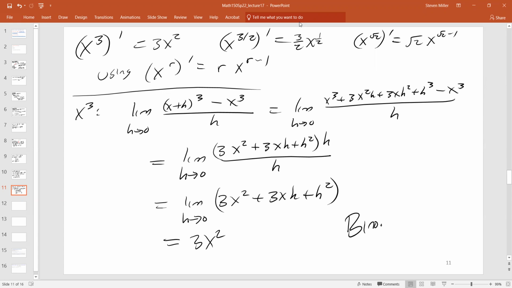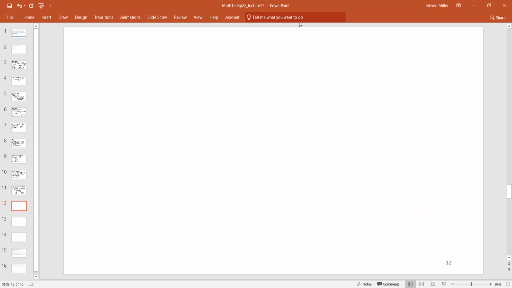And we're basically using the binomial theorem for positive integer n. That's the reason why we can prove this. Okay? Let's look at x to the 3 halves. We need to calculate the limit as h goes to 0 of x plus h to the 3 halves minus x to the 3 halves over h. The problem is we can't expand the x plus h to the 3 halves. We only have the binomial theorem if you have an integer exponent.